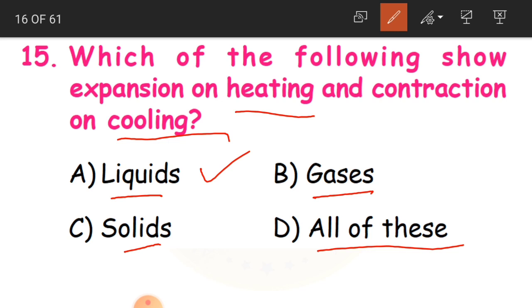For example, children, if you put water into the fridge or cool it, it becomes an ice cube. It changes its form into a solid form. And the same ice cube, when it is exposed to heat, what happens? It again changes into water, that is, it converts into the liquid form. So this is how liquids expand on heating and contract on cooling. Okay children?